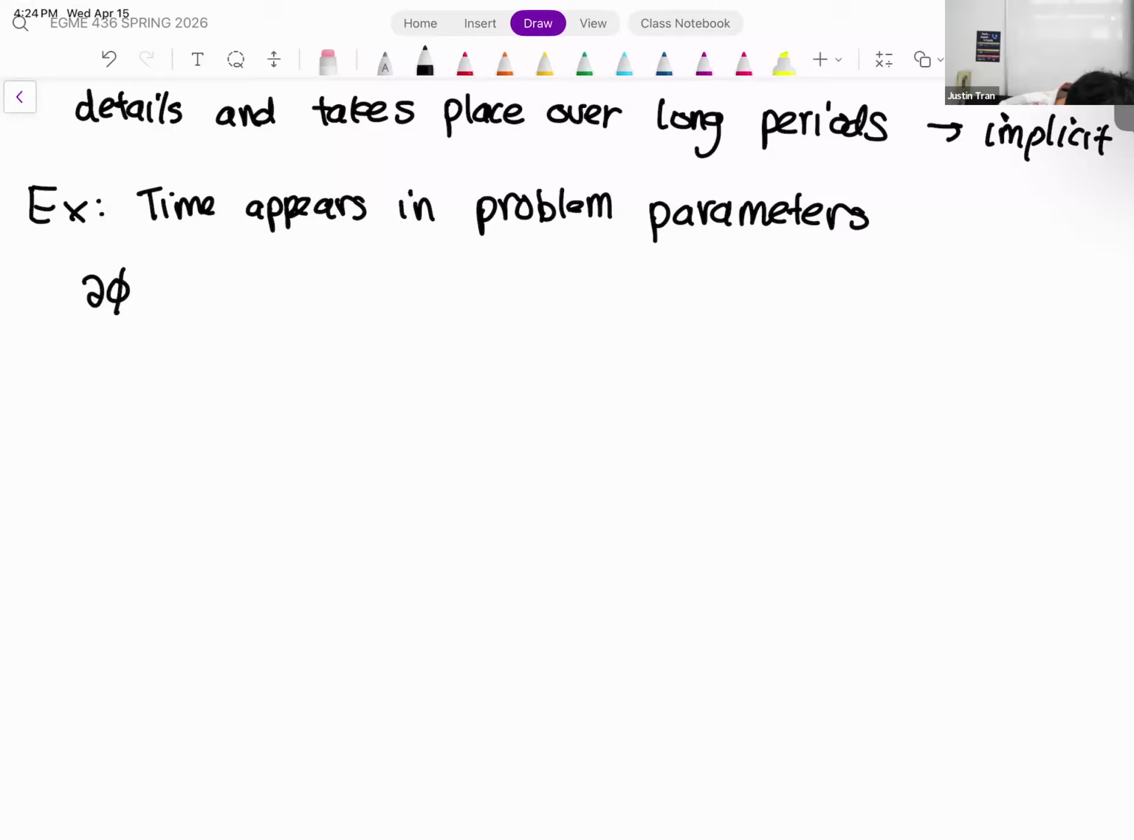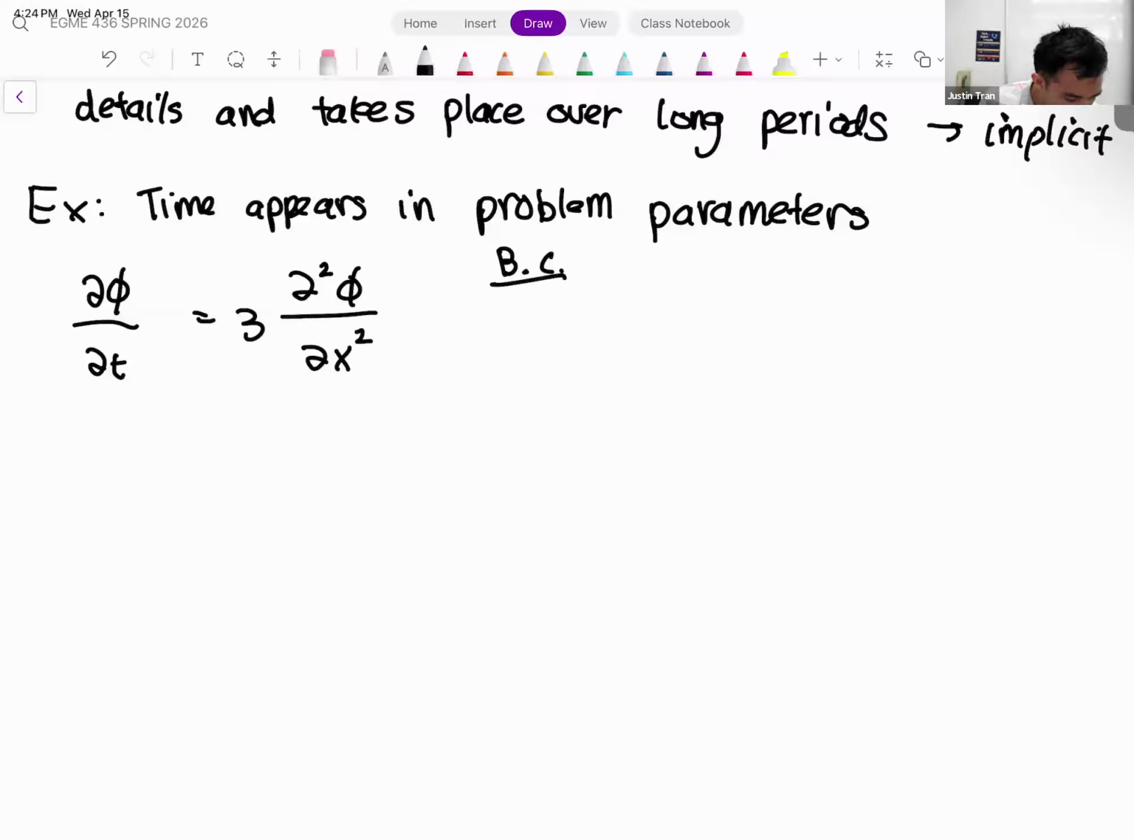We have partial phi partial t is equal to 3 partial squared phi partial x squared. So we have a simple unsteady problem with a diffusion constant of 3, and we just have diffusion here, so no convection. All right, so we need to list out the boundary conditions. This is where things are going to change.